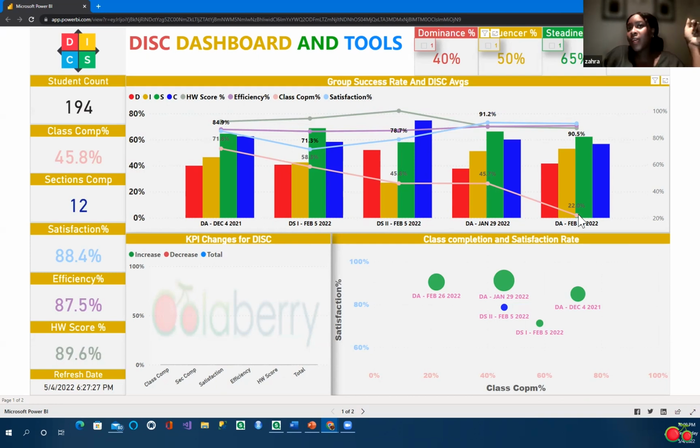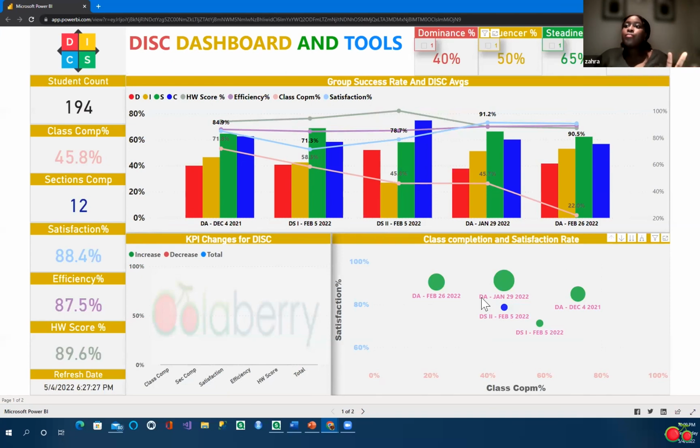Here I have 5 classes. Some of them are data analyst classes and some of them are data science classes. It is sorted by class completion rate, meaning that the December 4th batch has a higher completion rate. This other chart is the KPI changes for DISC. It is a tree map that populates based on my selection. And then there's a class completion and satisfaction rate.